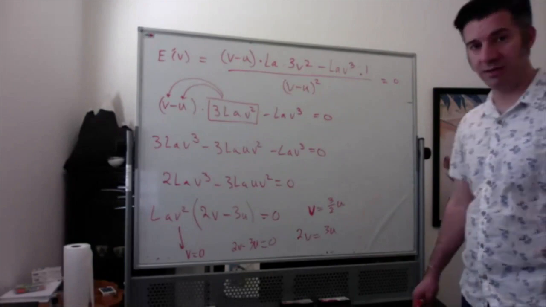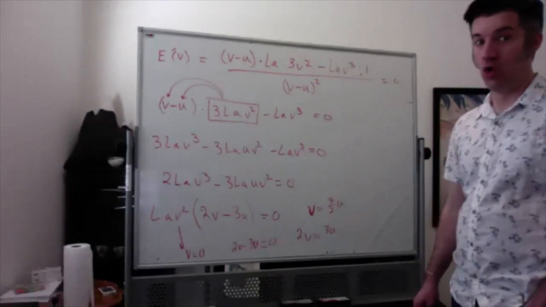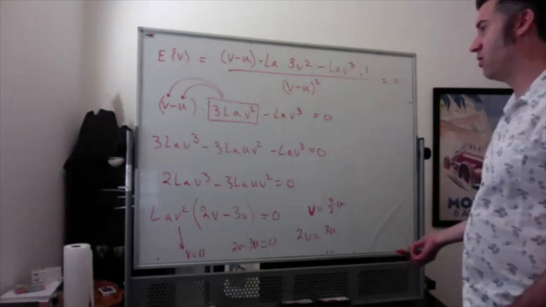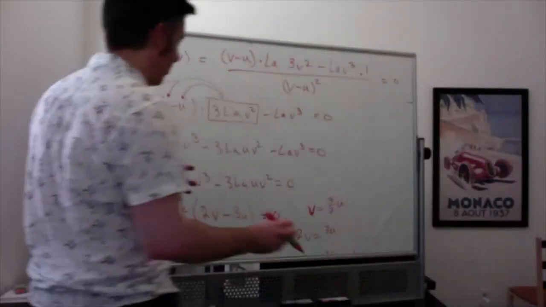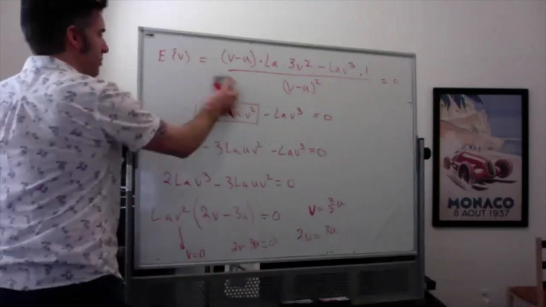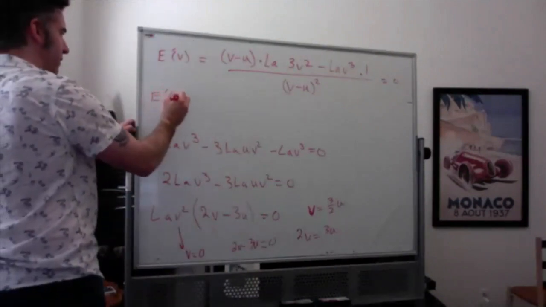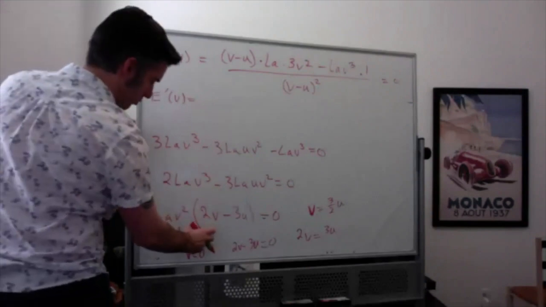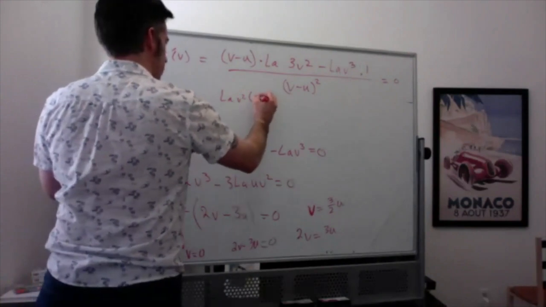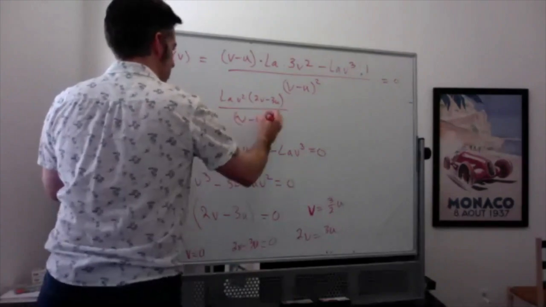You could show it's a minimum by either taking the second derivative or by trying to use the number line. Here, I think the number line is a little easier to use. So let me write what my first derivative is, simplified. Here's the numerator of my first derivative. I haven't gotten the second derivative. So it's LAV squared times 2V minus 3U over V minus U squared.